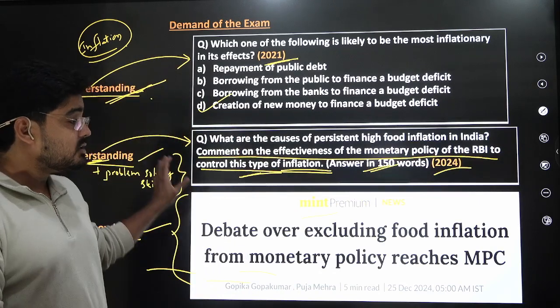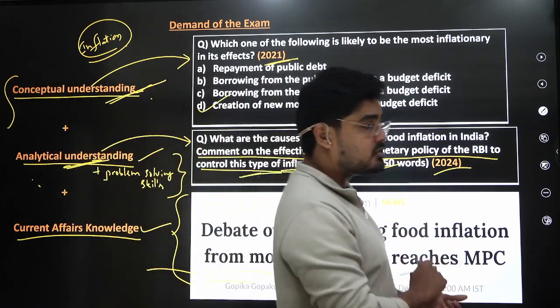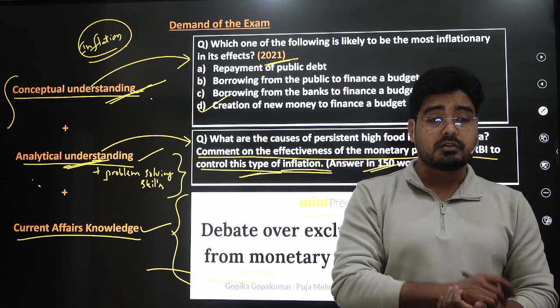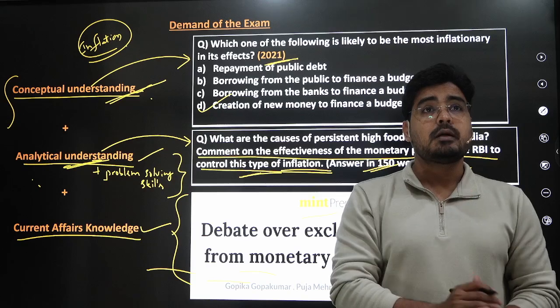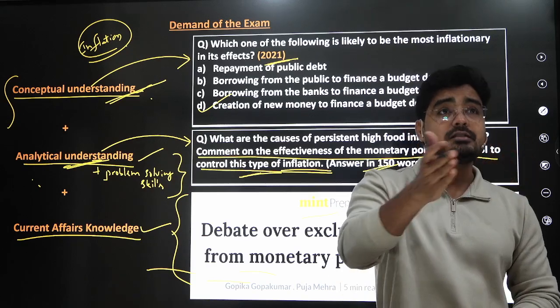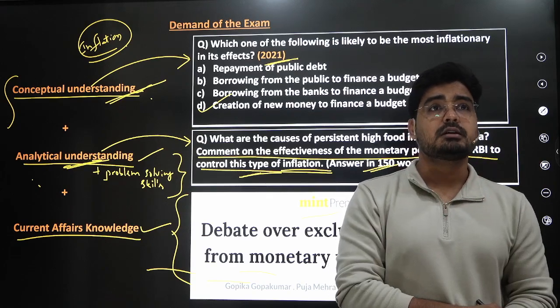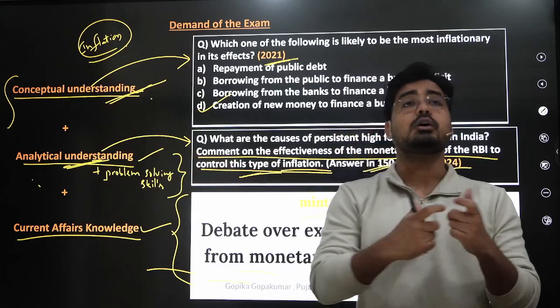So that is about the demand, and that is how you are going to deal with the subject. So you understood what economy is as a subject from the civil services examination point of view, what its weightage is in prelims, mains, and interview, what the different sources are, what the demand of the exam is, and how to go about it.